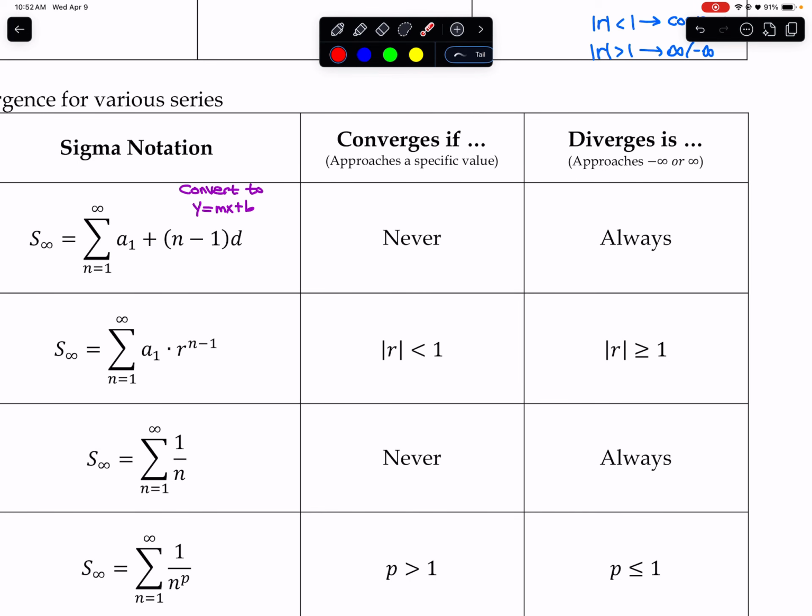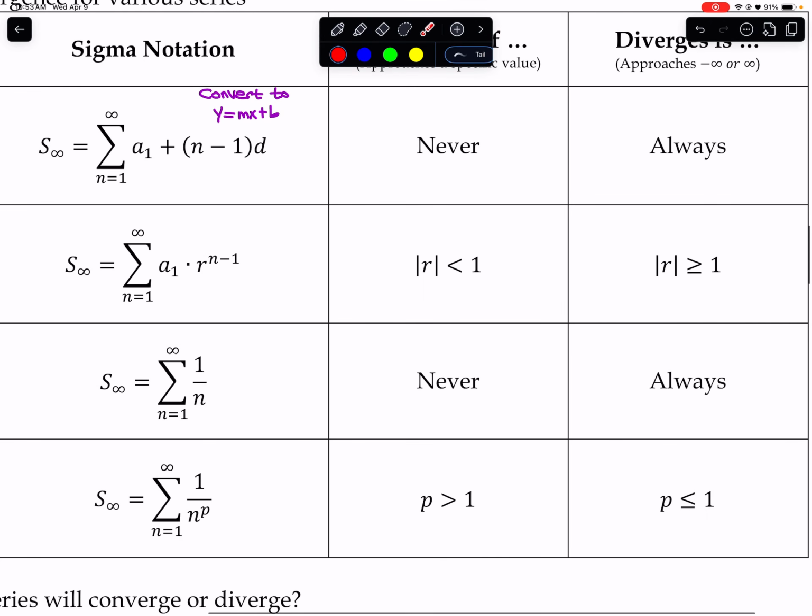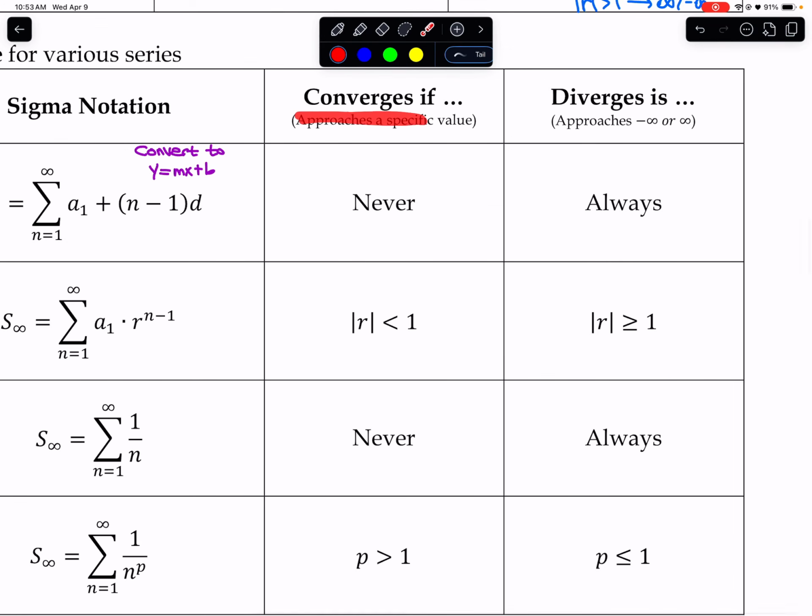Now with geometric, if it's finite, it will always converge. So finite series will always converge because we can actually find the value. But if it's infinite, then we are going to abide by these rules here. So if your common ratio is less than 1, the absolute value of it rather, then that means it's going to converge, which means we can actually find the specific sum. But if the common ratio is bigger than 1, the absolute value of it, that means it's going to diverge and it's going to approach negative or positive infinity.